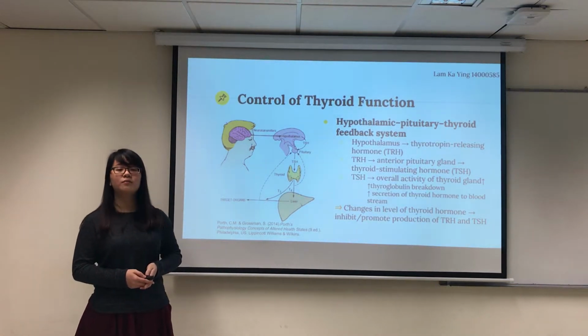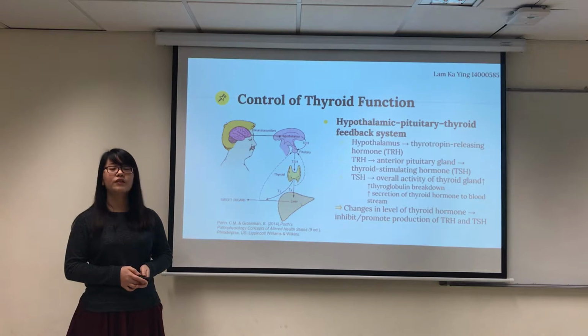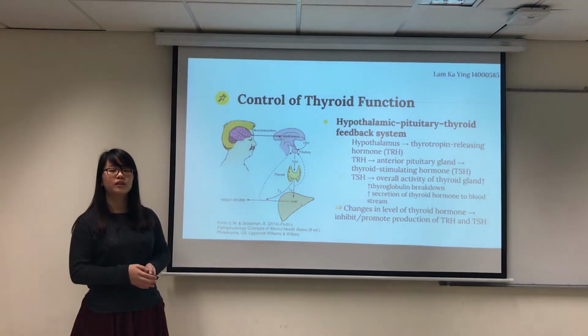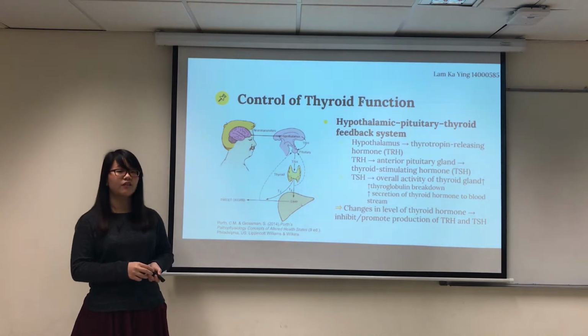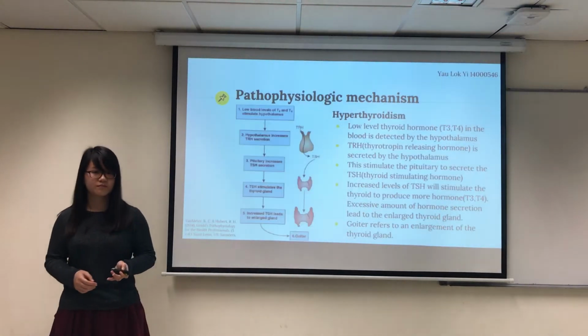And as we said before, the free thyroid hormone will enter the cells and trigger the feedback mechanism. Change in the level of thyroid hormone will inhibit or promote the production of TRH or TSH.